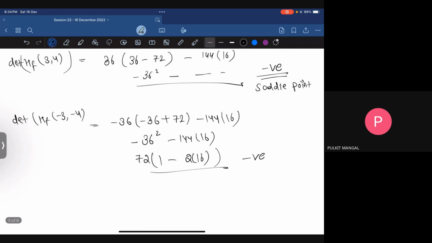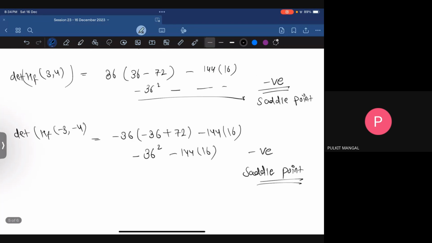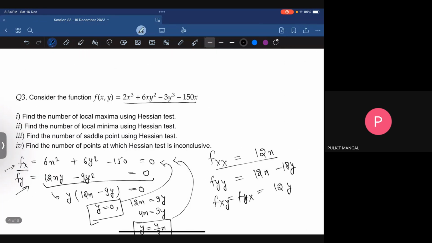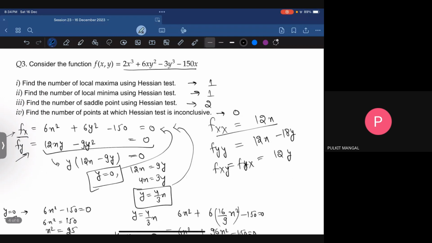Yeah. Okay, so it is still negative. Still it would be negative. So it would still be a saddle point. So we got one local maxima, one local minima, two saddle points, and there's no critical point at which the Hessian test is inconclusive.